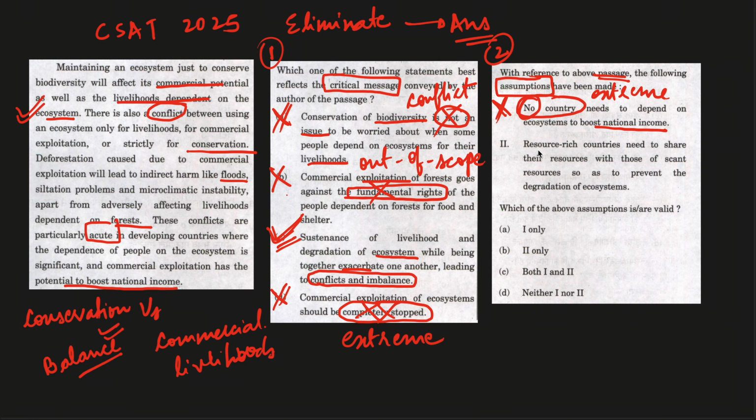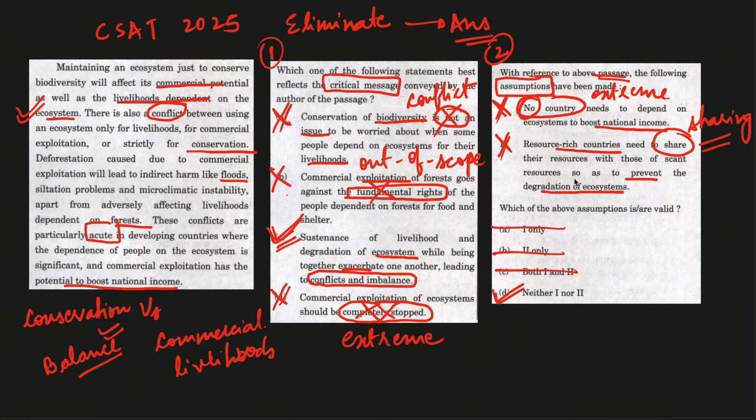Now, assumption number two, resource-rich countries need to share their resources with those of scant resources so as to prevent the degradation of ecosystem. It is mentioning sharing of resources, that it should be shared. But the passage is not speaking about sharing. So it is also an easy option to eliminate. So what we are left with is neither one nor two, eliminate all the other ones.